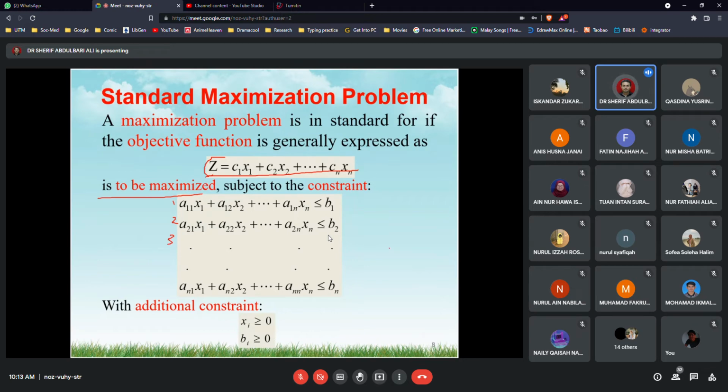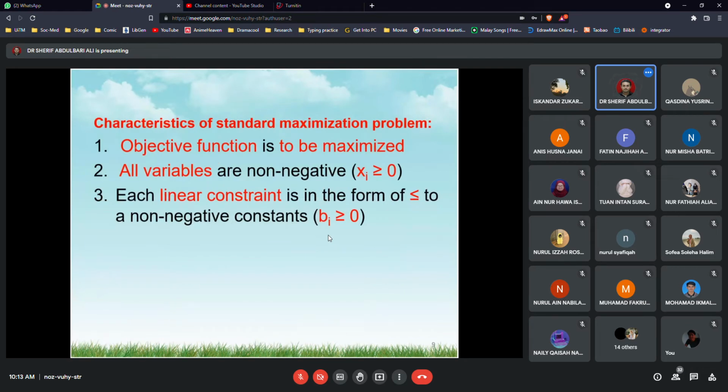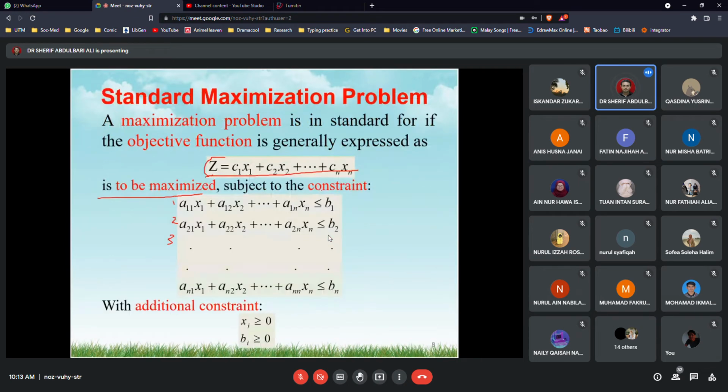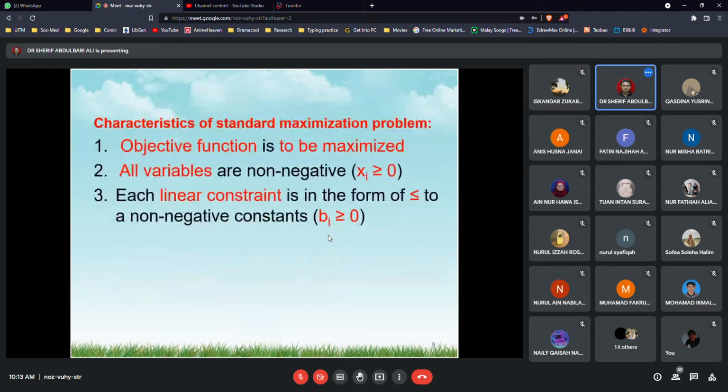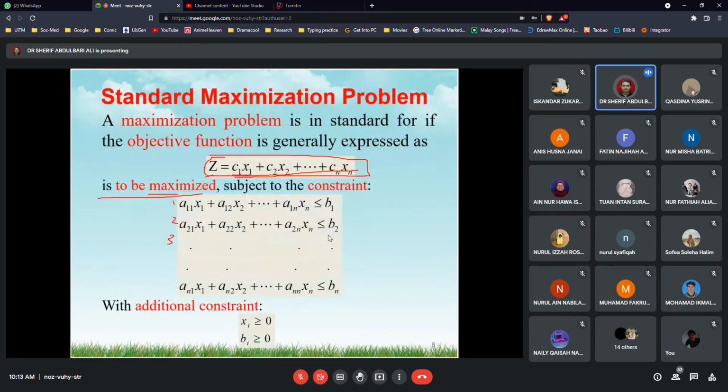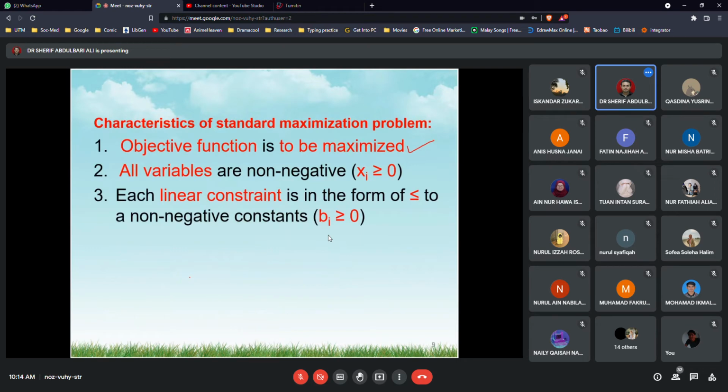So what are the characteristics of this maximization problem? You can check it from here. The characteristic of a standard maximization problem is that the objective function is to be maximized. In my case here, yes, this is my objective function and I need to maximize, so this is true. All the variables, all the x's here, are non-negative. All of them are positive. So this is true.